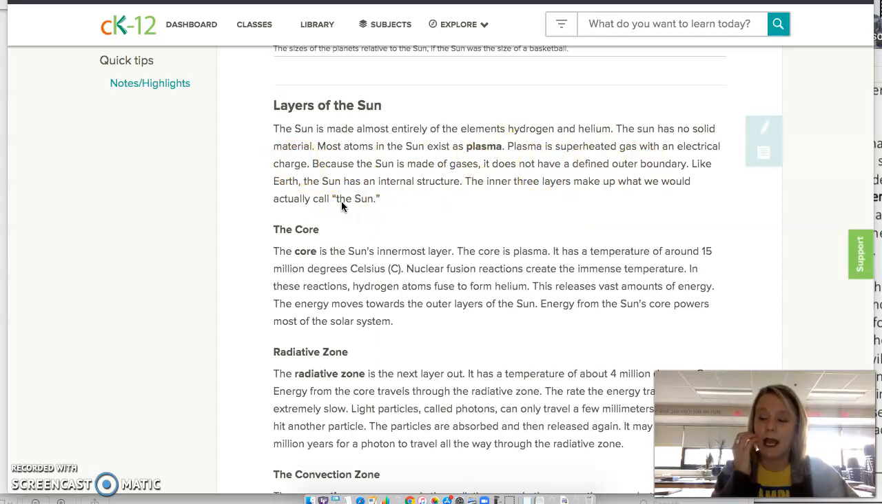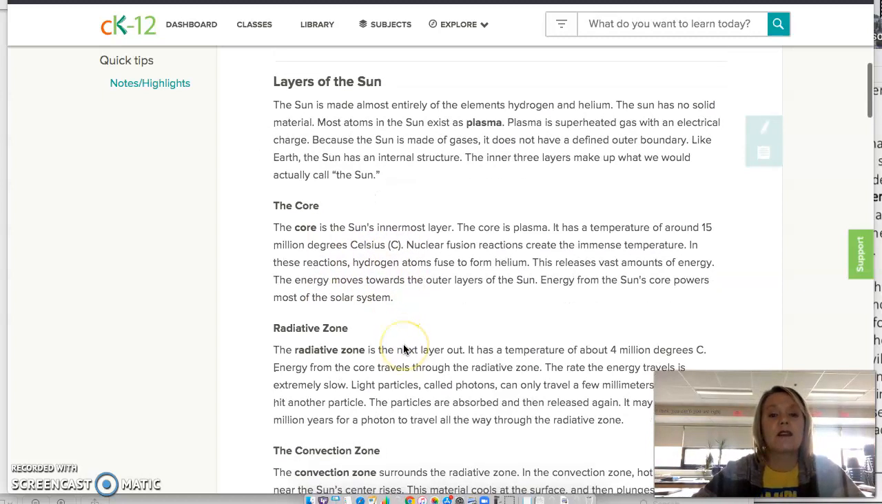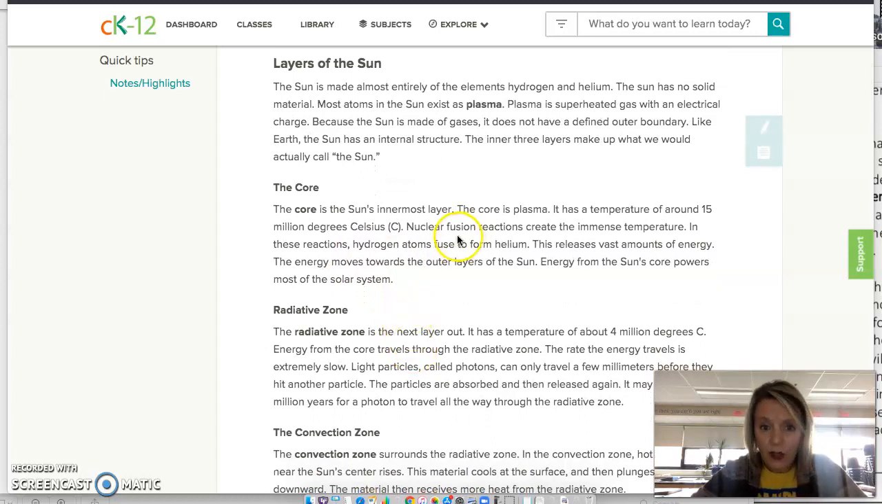The two main components of the sun are hydrogen and then helium. Hydrogen makes up the bulk of the sun, and then helium is like 8% of it, and then there's another 1 or 2% that are other gases, but the bulk is hydrogen and helium. There's 6 layers to the sun. We're only going to really concentrate on a couple of them.